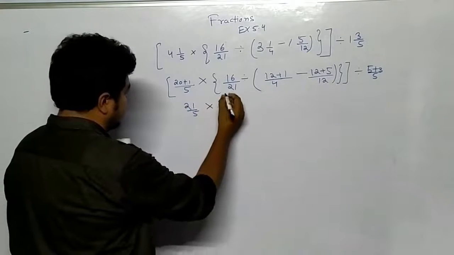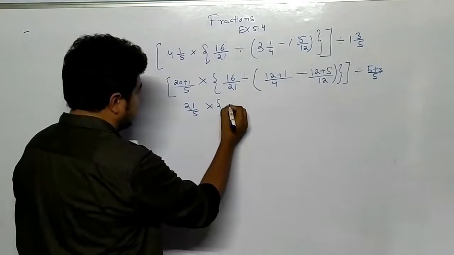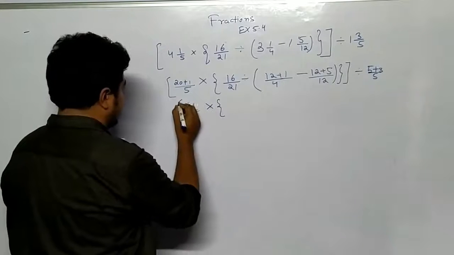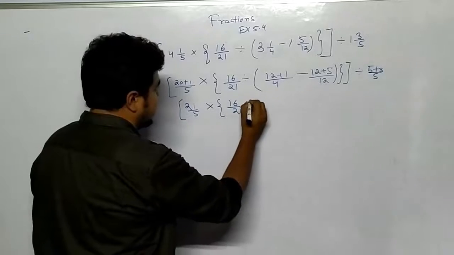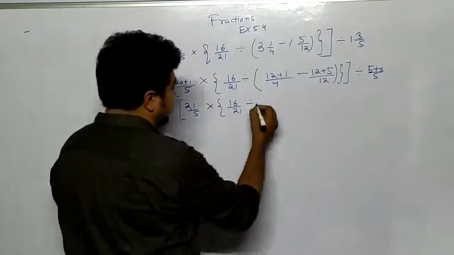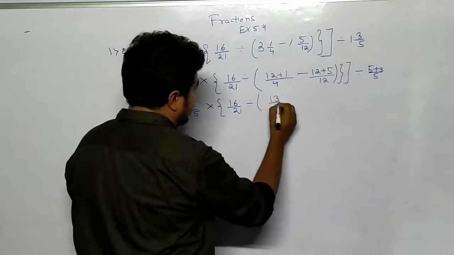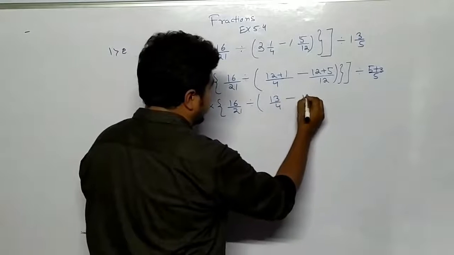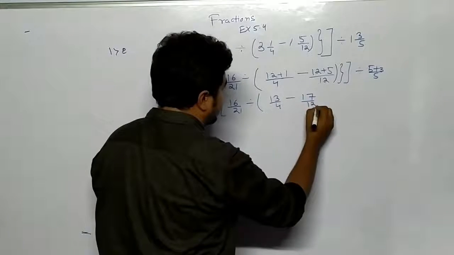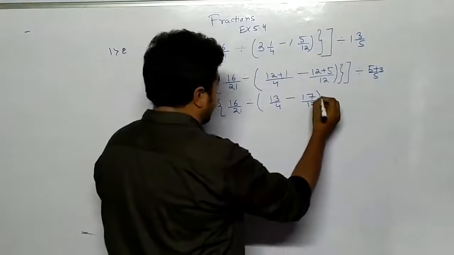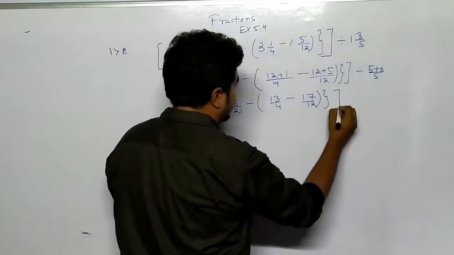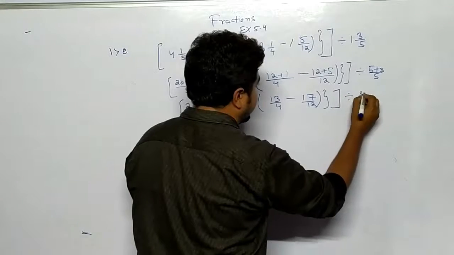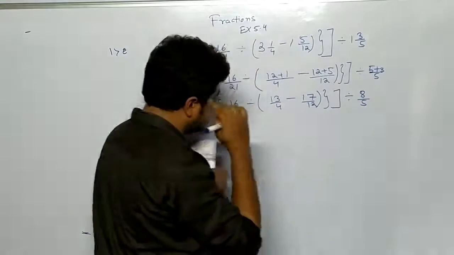Now this part is 16 by 21, and from here divide sign is present. This you can write 13 by 4 minus 17 by 12, and from here curly braces, then square bracket, and 8 by 5.